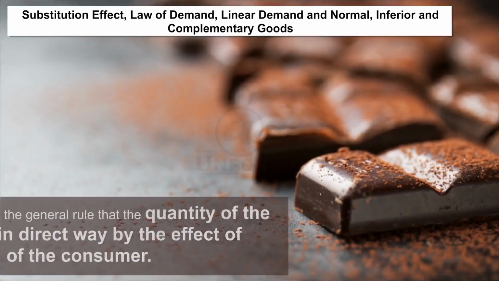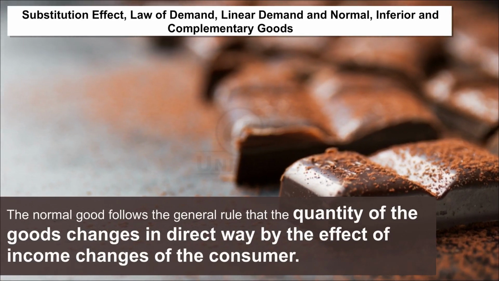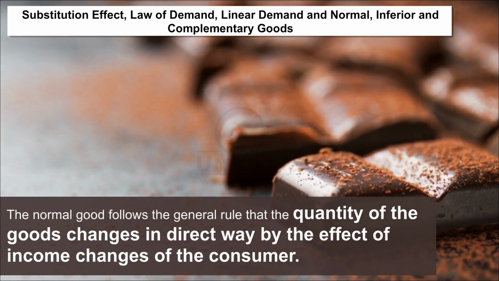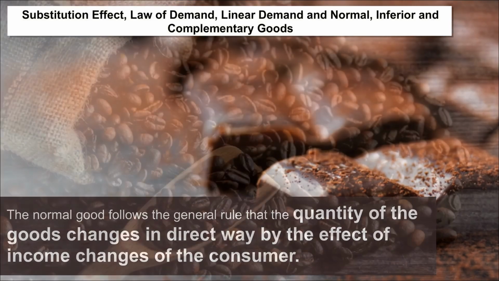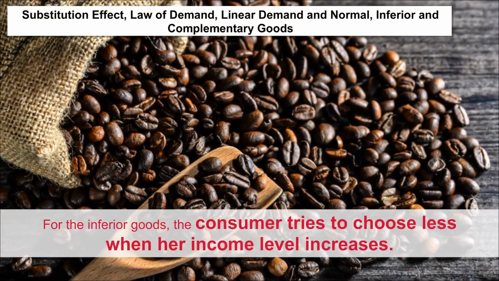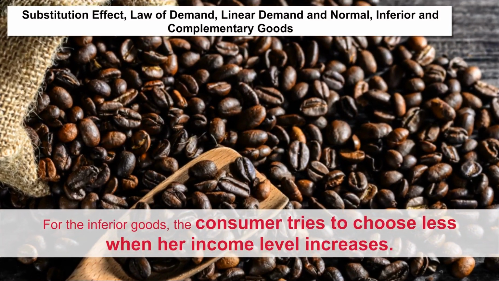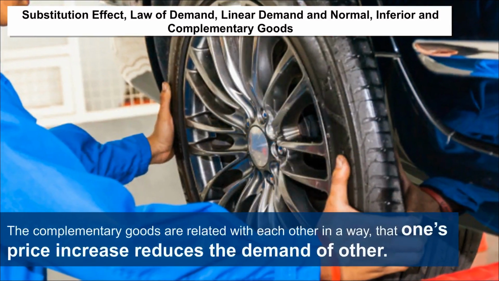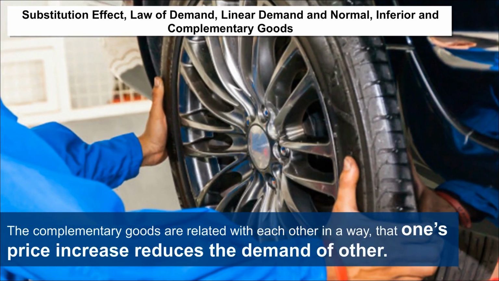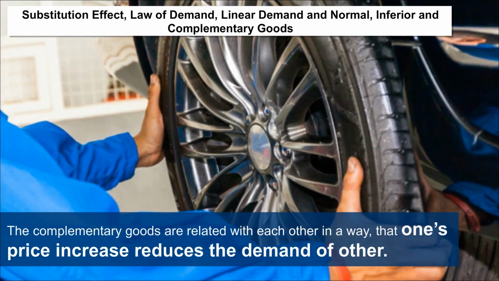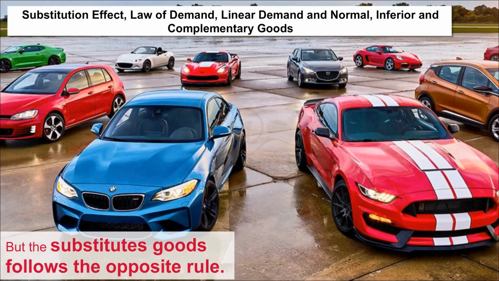The normal good follows the general rule that the quantity of the good changes in the same direction as the income changes of the consumer. But for inferior goods, the consumer tries to choose less when her income level increases. Complementary goods are related to each other in a way that an increase in one's price reduces the demand for the other. But substitute goods follow the opposite rule.